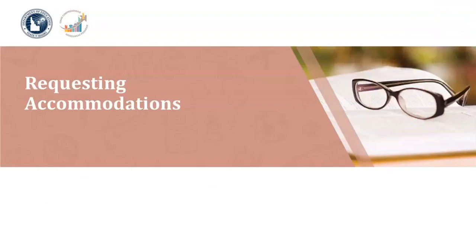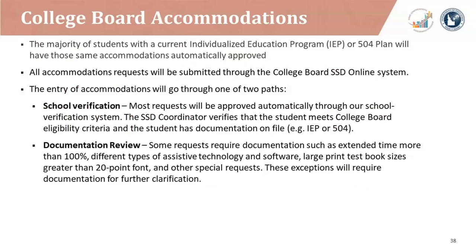Now let's talk a bit about requesting accommodations. The majority of students with a current individualized education plan, or IEP, or a 504 plan will have those same accommodations automatically approved. The entry of accommodations will go through one of two paths, either through school verifications or through documentation review.